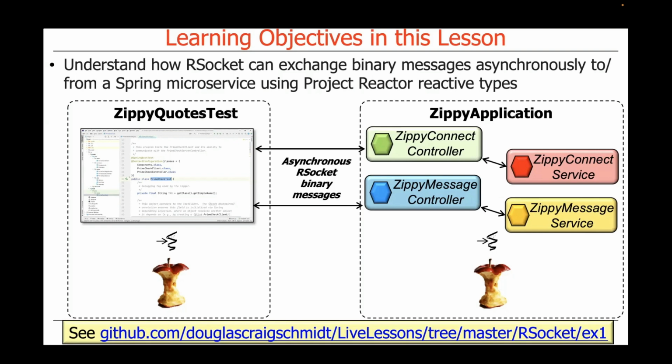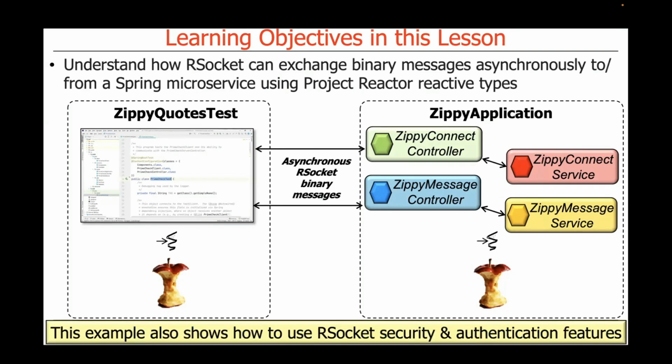And you can get this in my GitHub repository, as always. This example also shows how to use the RSocket security and authentication features, which are a little bit more esoteric, but turn out to be quite useful once you find a pattern to follow.